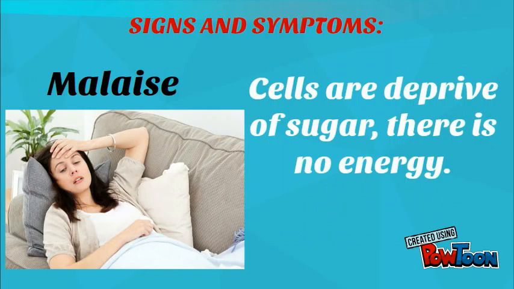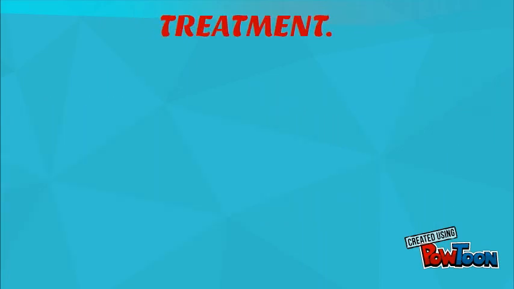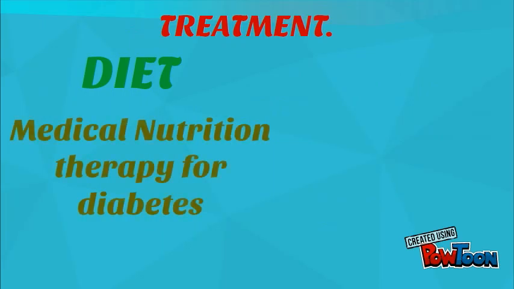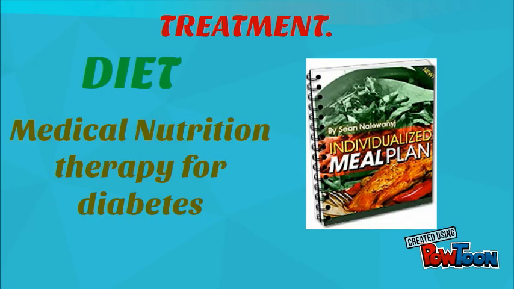Malaise, due to cells being deprived of sugar, so there is no energy. Also dehydration from polyuria. Treatment: diet. Medical nutrition therapy for diabetes involves individualized meal plans aimed to achieve a glucose level of 126 milligrams per deciliter or less while ensuring proper growth and body maintenance.